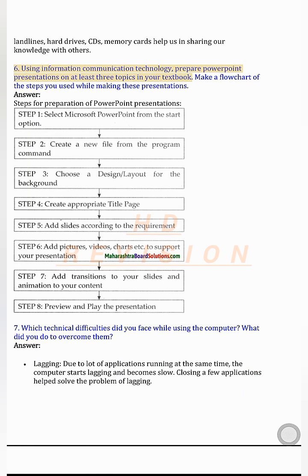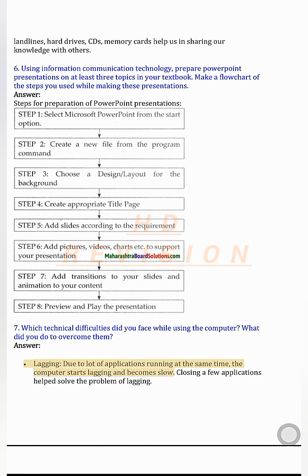6. Using information communication technology, prepare PowerPoint presentations on at least 3 topics in your textbook. Make a flowchart of the steps you used while making these presentations. Answer. Steps for preparation of PowerPoint presentations. 7. Which technical difficulties did you face while using the computer? What did you do to overcome them?